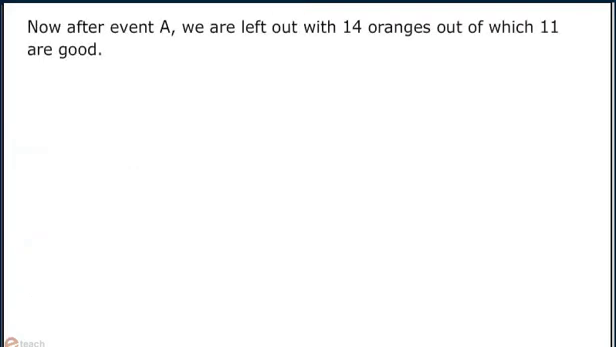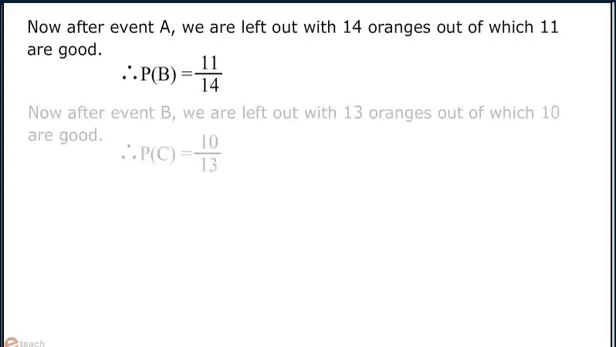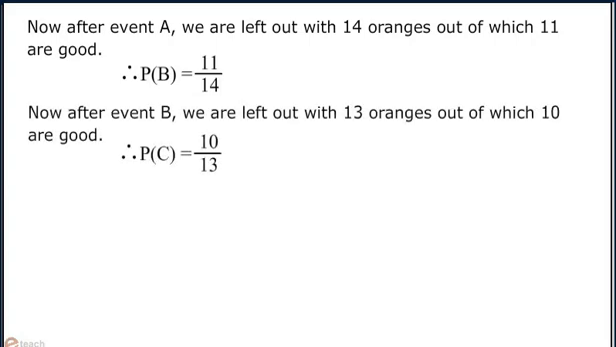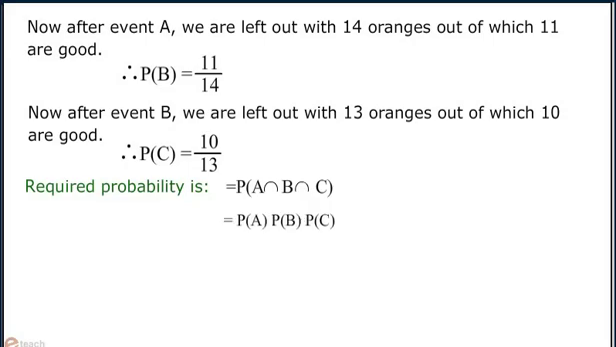Now, after event A, we are left with only 14 oranges, out of which 11 are good. Therefore, probability of B equals 11 by 14. Now, after event B, we are left with only 13 oranges, out of which 10 are good. So, probability of C equals 10 by 13. Therefore, our required probability is equal to probability of A into probability of B into probability of C, which is equal to 44 by 91.